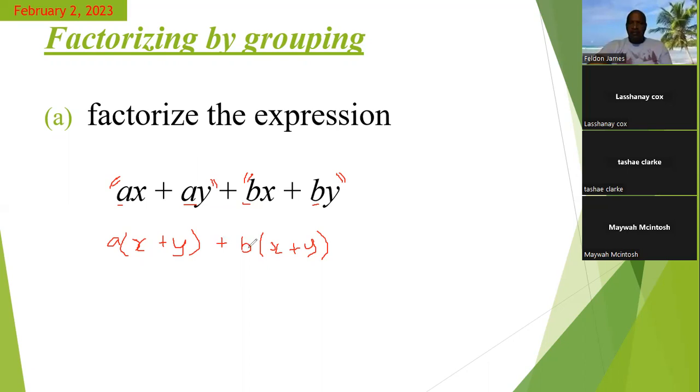The second pair, you'd have b bracket x plus y. So here we notice that the brackets have the same expression in them. And because they have the same expression in them, we're going to treat the entire bracket as a common factor. So all of this expression can be further factorized using the brackets as the common factor for these two terms. So we pull out the brackets.